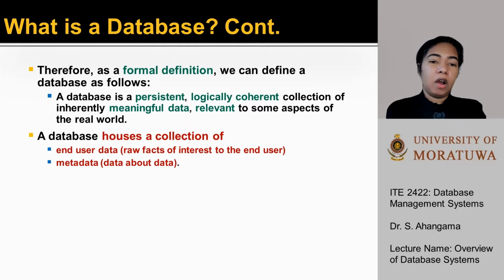A database houses a collection of end-user data, that is, raw facts of interest to the end user, and metadata, that is, data about data. End-user data are raw facts that will be stored in the database by the end users. Metadata provides a description of the data characteristics and the set of relationships that link the data found within the database.